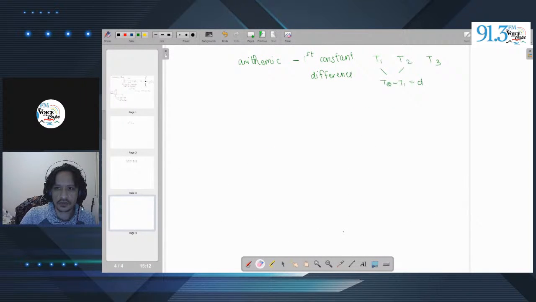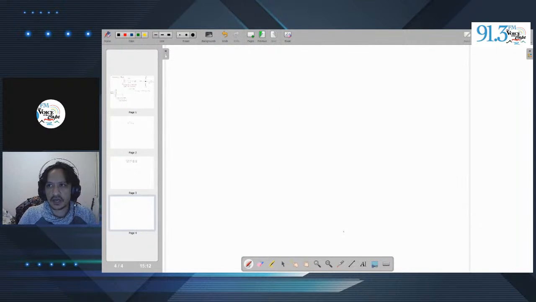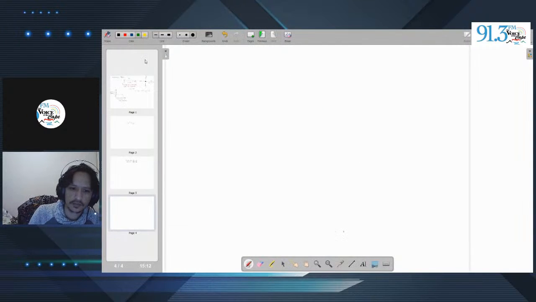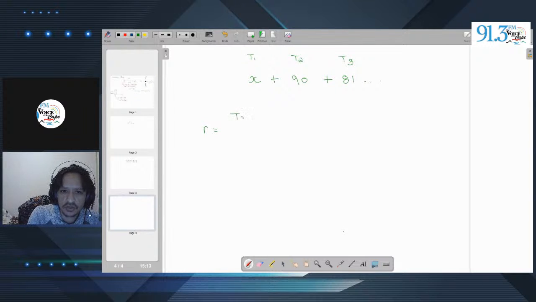Our sequence was x plus 90 plus 81. So now we need to solve for x. This is our first term, our second term, our third term. Our R is essentially equal to term 2 over term 1, but that is also supposed to be equal to term 3 over term 2. So our ratios are meant to be constant.